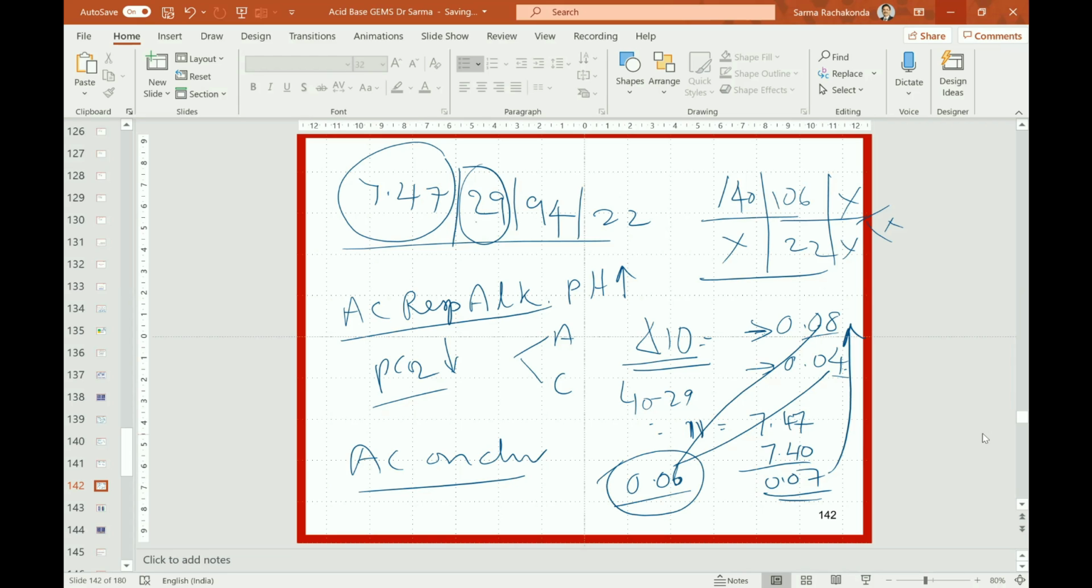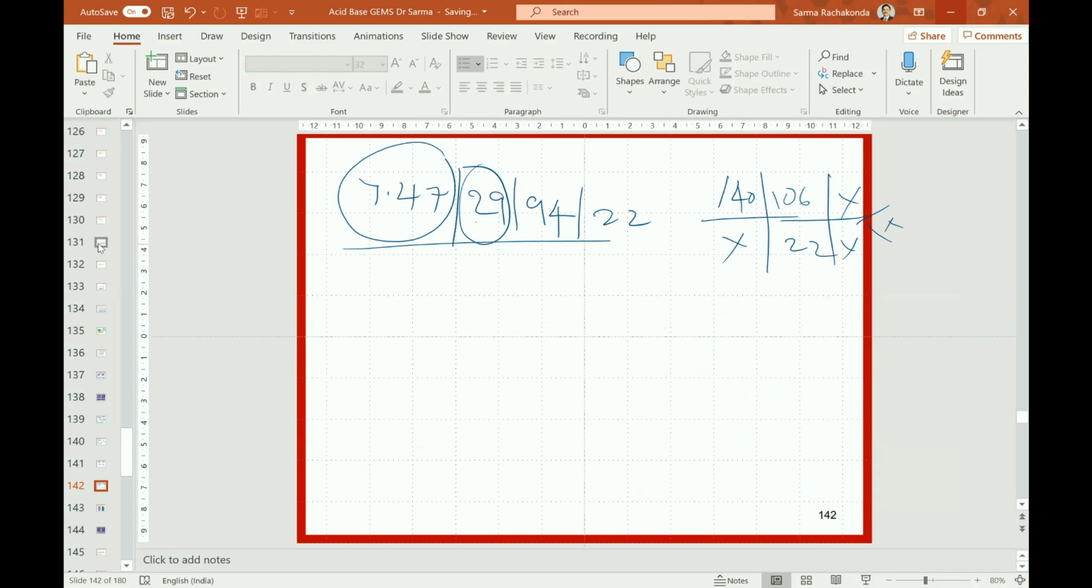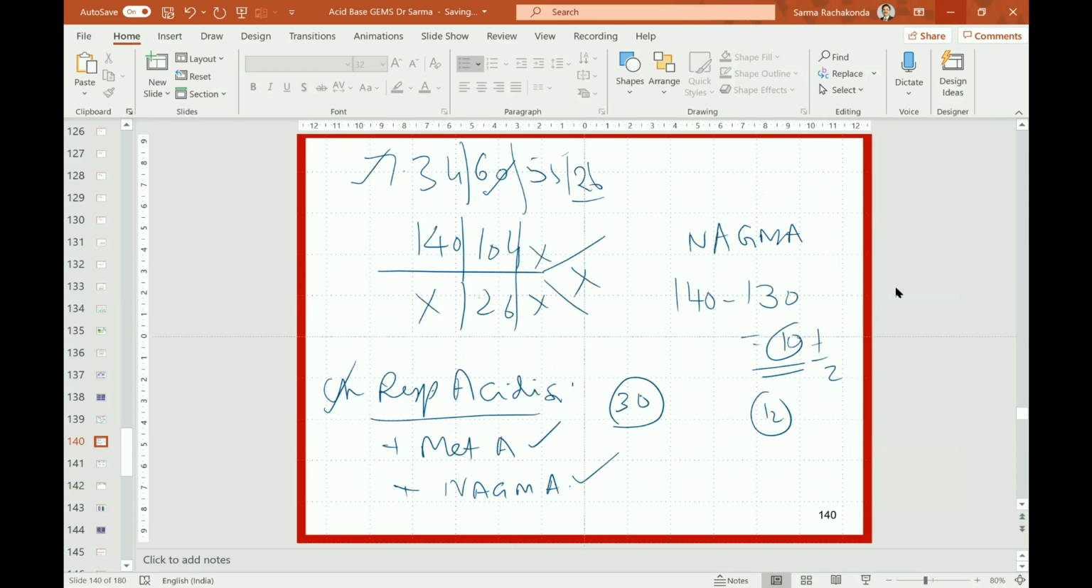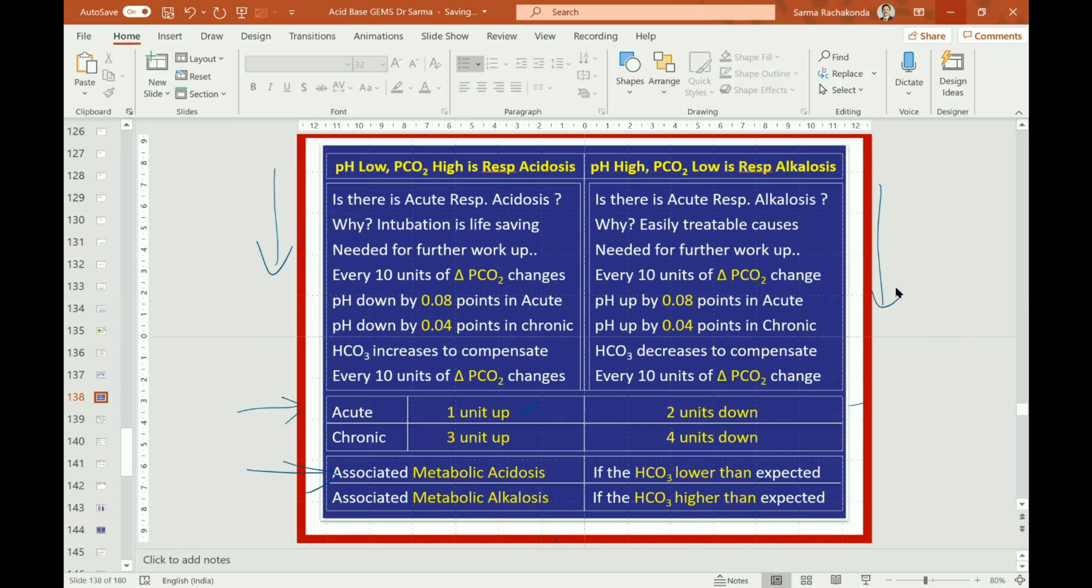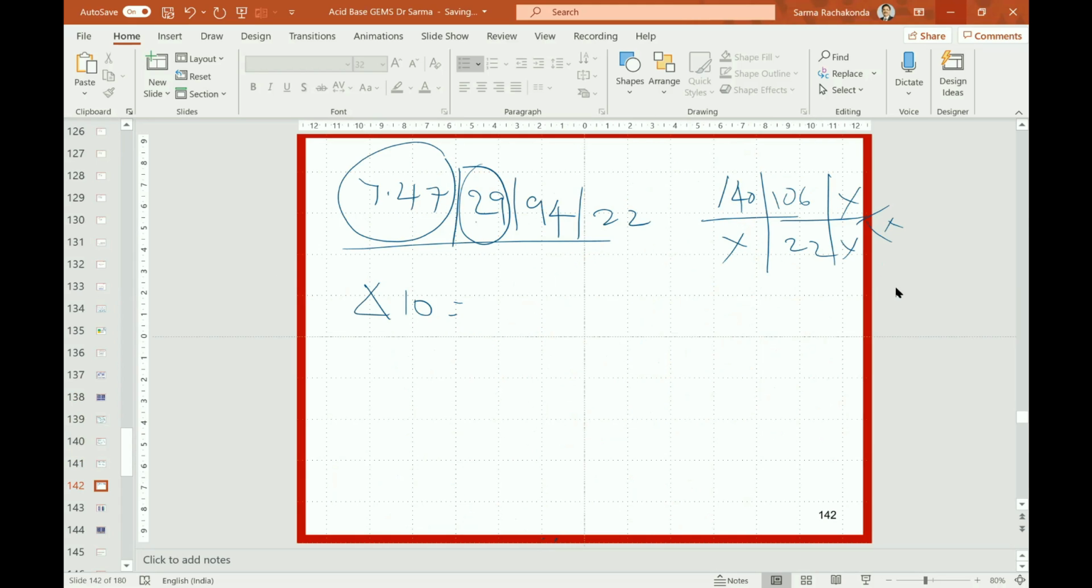Then the question is, is there any mixed disorder? That is the point. So how do I know that? By doing the bicarbonate. Bicarbonate compensation for every delta 10, my bicarbonate in alkalosis should be 1, 2, 3, 4, isn't it? So that is the table. So we are here, in the acute. So here for every delta we need 2 units because it is acute respiratory alkalosis.